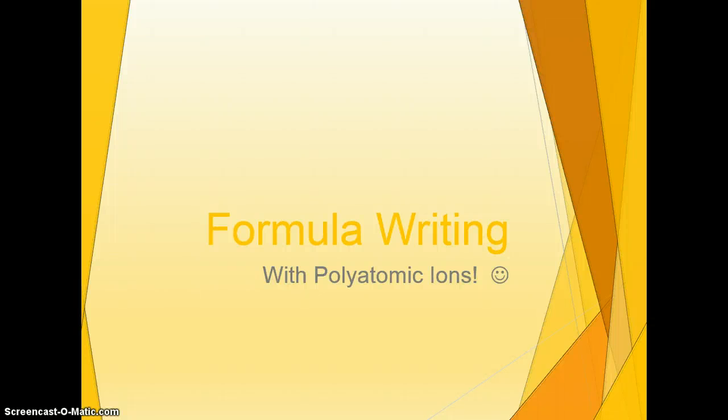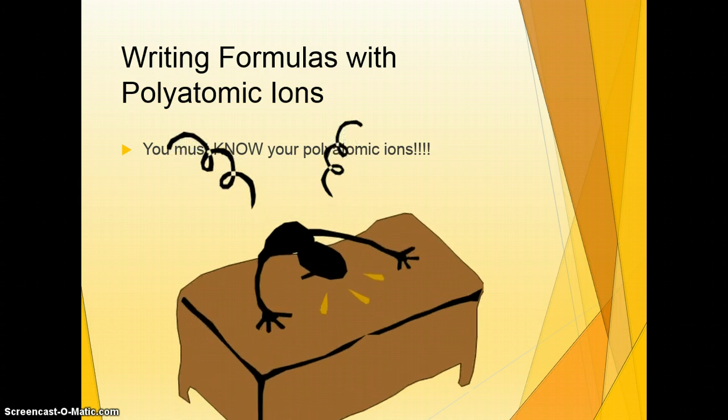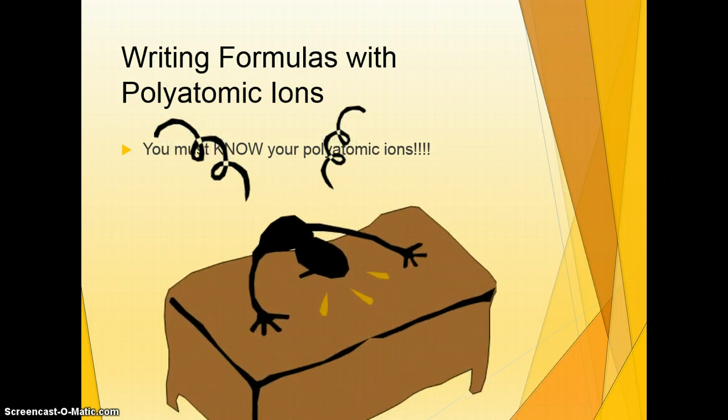For our third lesson on formula writing, we're going to start adding in our polyatomic ions. When we write formulas with polyatomic ions, you have to know your polyatomic ions. There's no way around this. There is no shortcut. There is no trick. You need to know them. And this is why we've spent so much time since the beginning of the year getting to know them. If you haven't reviewed them, I'd suggest reviewing them.